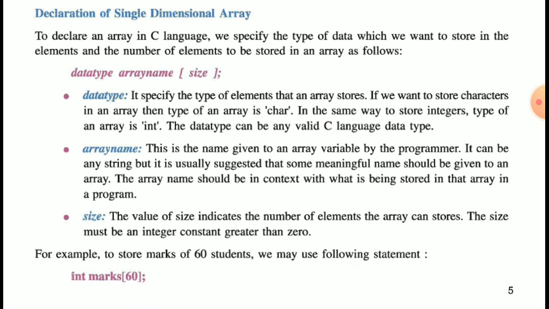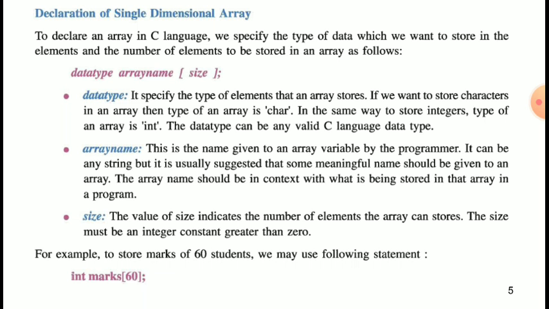Next is the array name. This is the name given to an array variable by the programmer. It can be any string, but it is usually suggested that some meaningful name should be given to an array. The array name should be in context with what is being stored in that array in a program. So that is the array name.